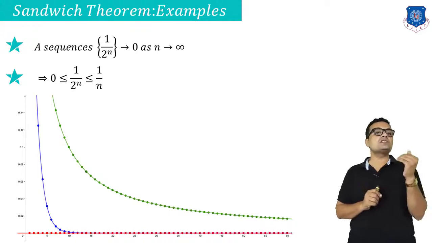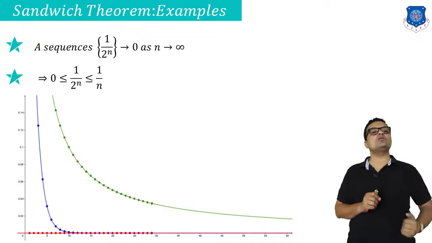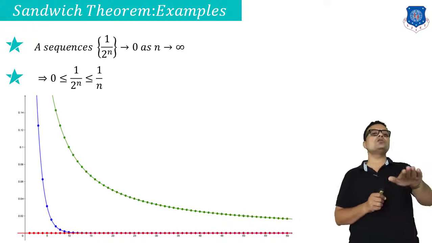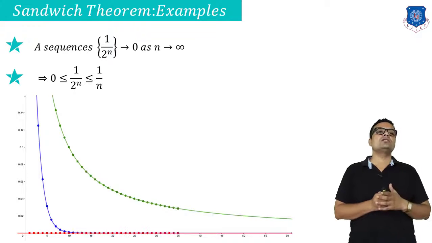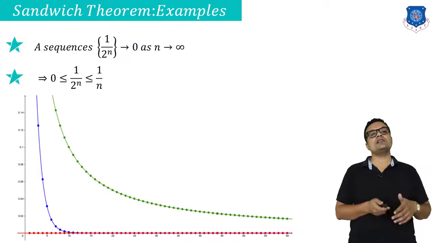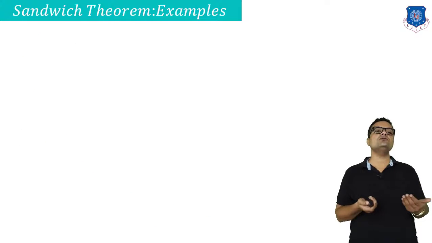So the value which is remaining in between these two, which is 1 upon 2 raised to n, is also moving towards 0. And this simply means that the limit of 1 upon 2 raised to n is 0 as n tends to infinity.